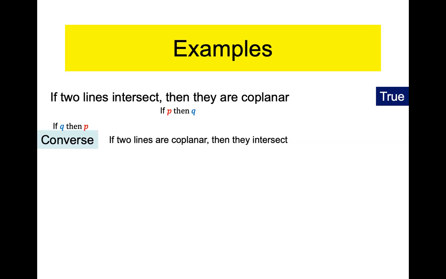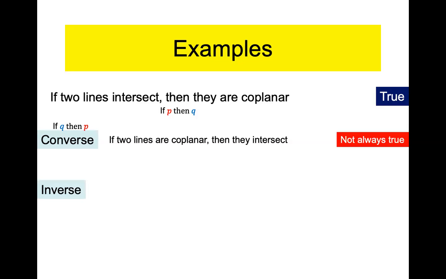False. So if two lines are coplanar, they could be parallel, and they'd still be coplanar. So we would say that it's not necessarily false, but it certainly isn't true. So, not always true. It could be true if they do intersect, but they could also be parallel, and then it wouldn't be true.